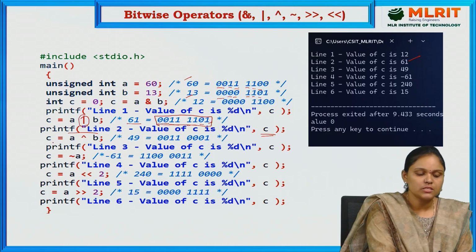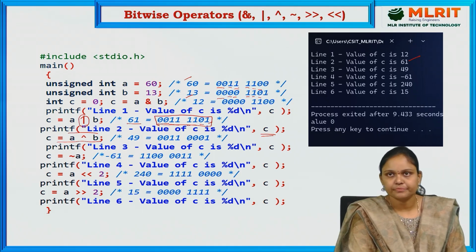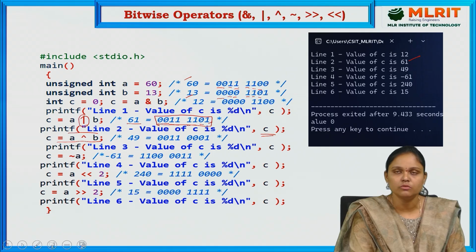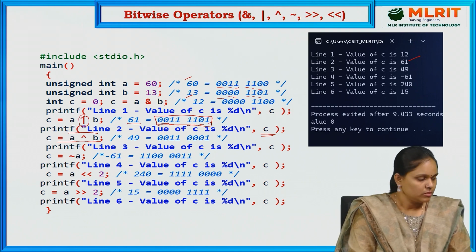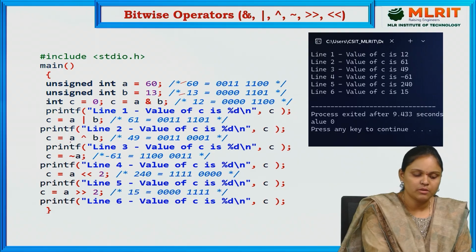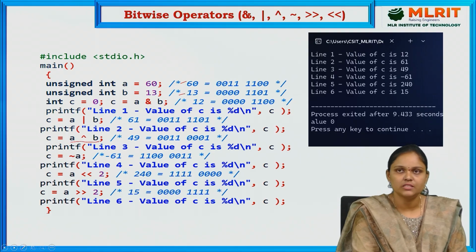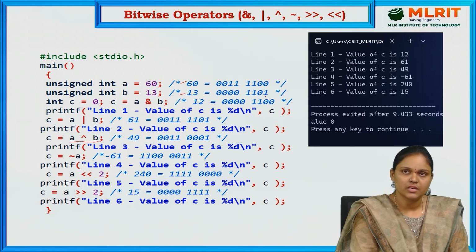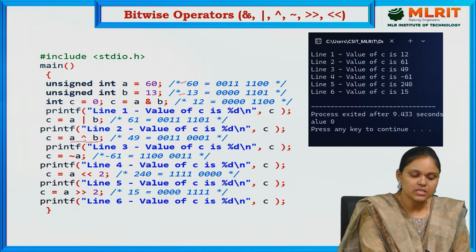And the next, C is equal to A XOR B. As we discussed about this XOR operator, if the two bits are identical, the resultant bit will be 0. If the two bits are not the same, the resultant bit will be 1. A value is 60 and B value is 30. We have the binary equivalents of these values, and we are performing this XOR operator.